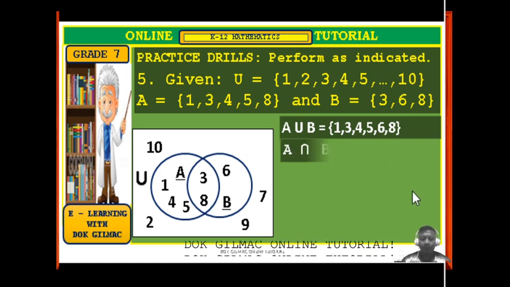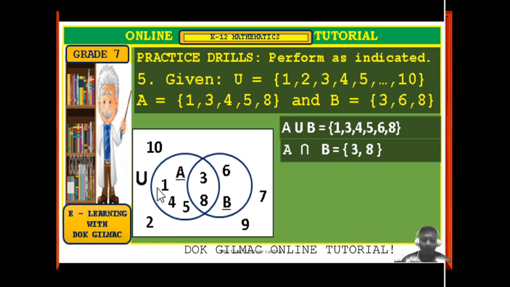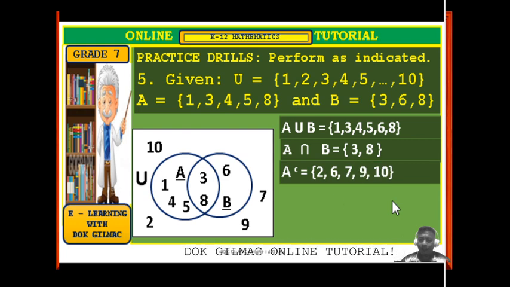Okay, how about A intersection B? As you can see here, there are 2 elements. Common elements are 3 and 8. So you can actually see the common elements here. So A intersection B are 3 and 8. Okay? How about A complement? So as you can see, here are the elements of A, 1, 3, 4, 5, 8. So it's very easy to determine the complement of A. We have 2, 6, 7, 9, and 10. Do not include these 5 elements of A.